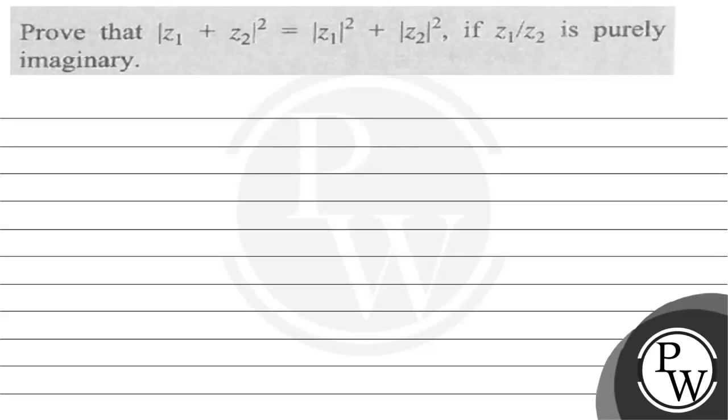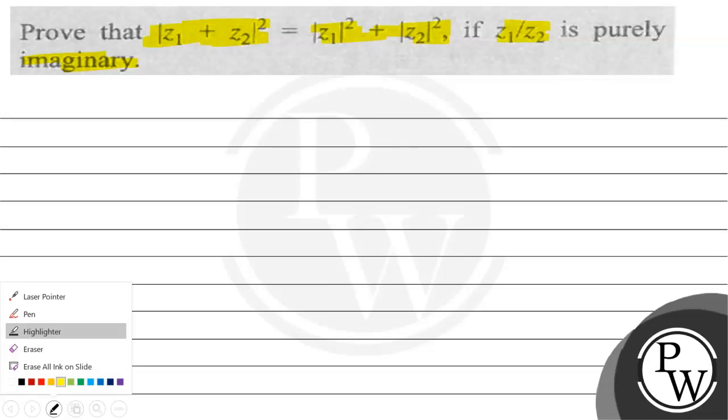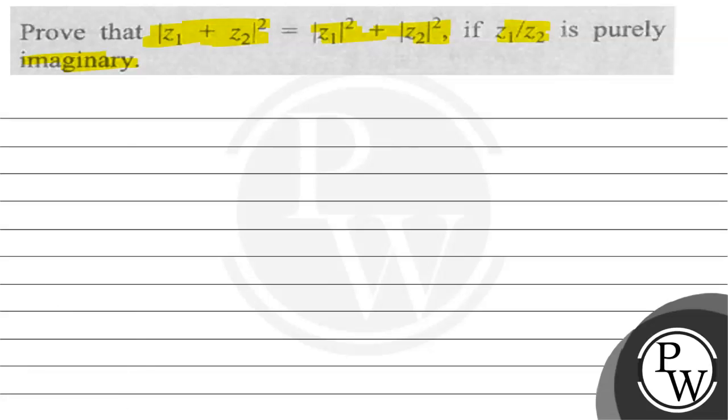The question says: prove that |z1 + z2|² = |z1|² + |z2|² if z1/z2 is purely imaginary. So this is the question. Let us solve this question. Before that, we'll see the key concept that will be used to solve this question.